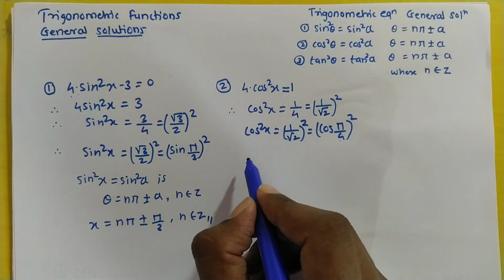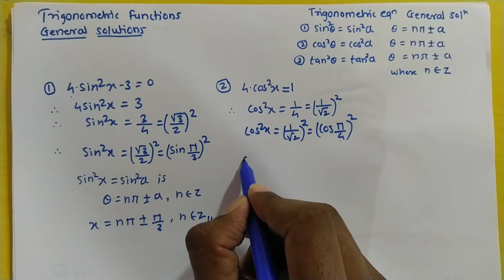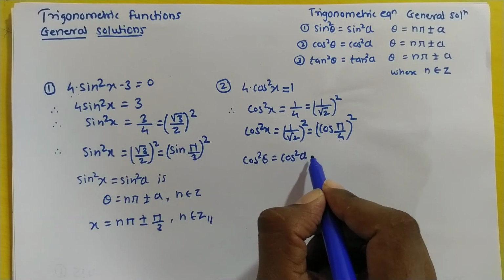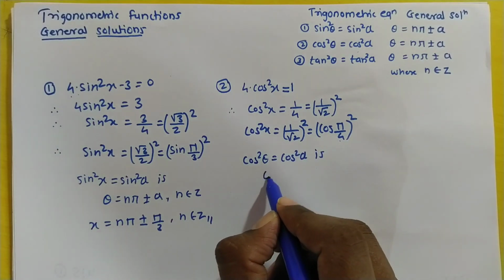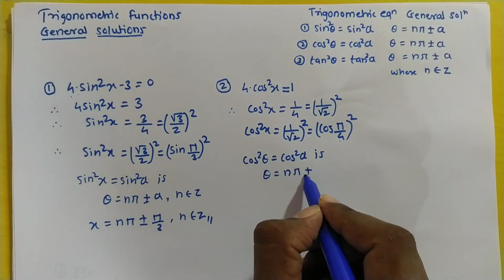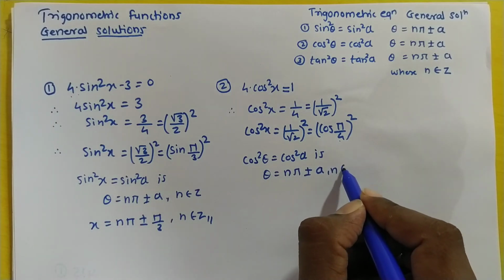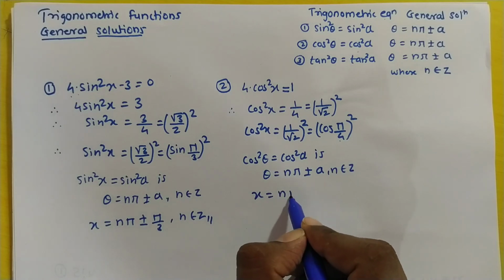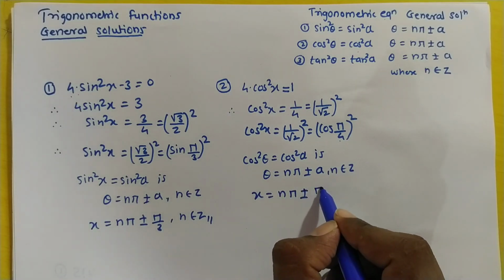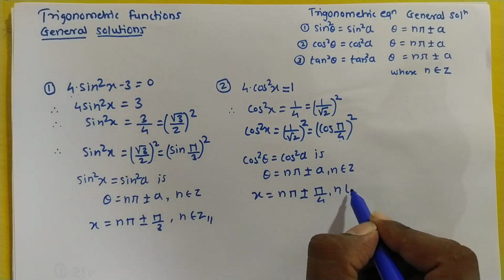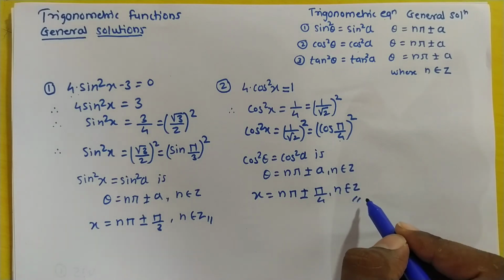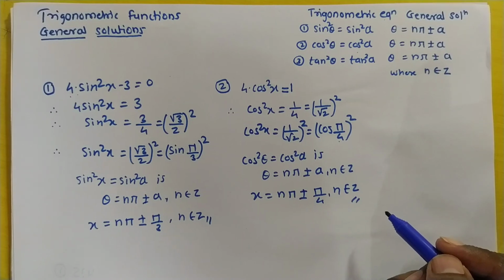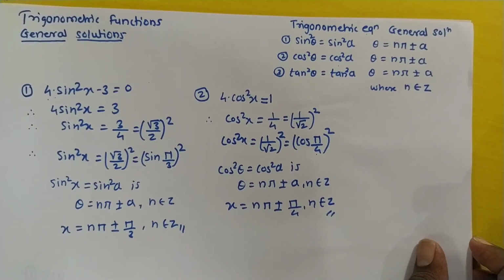We know that the general solution for cos square theta equal to cos square alpha is theta equal to n pi plus or minus alpha, where n belongs to the set of integers. Therefore x equal to n pi plus or minus pi by 4, where n belongs to the set of integers. So this is our required answer. Now we take the next example.